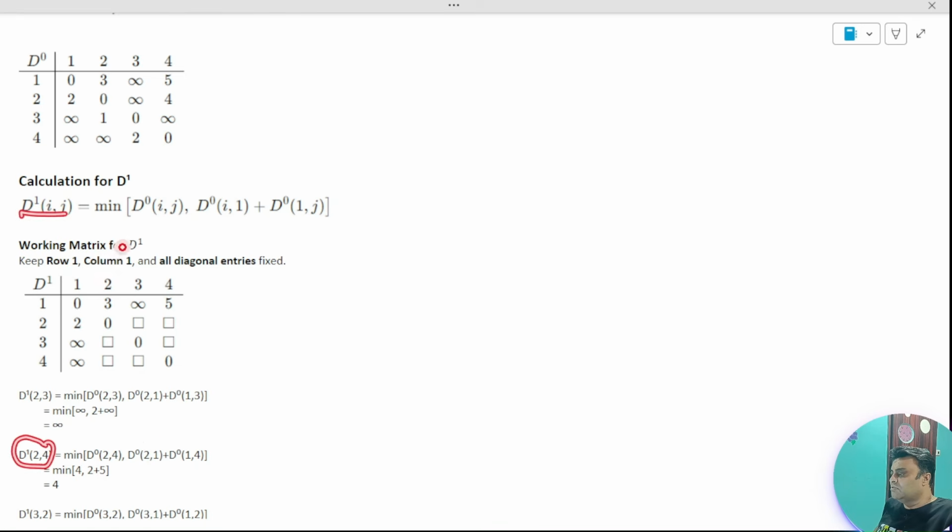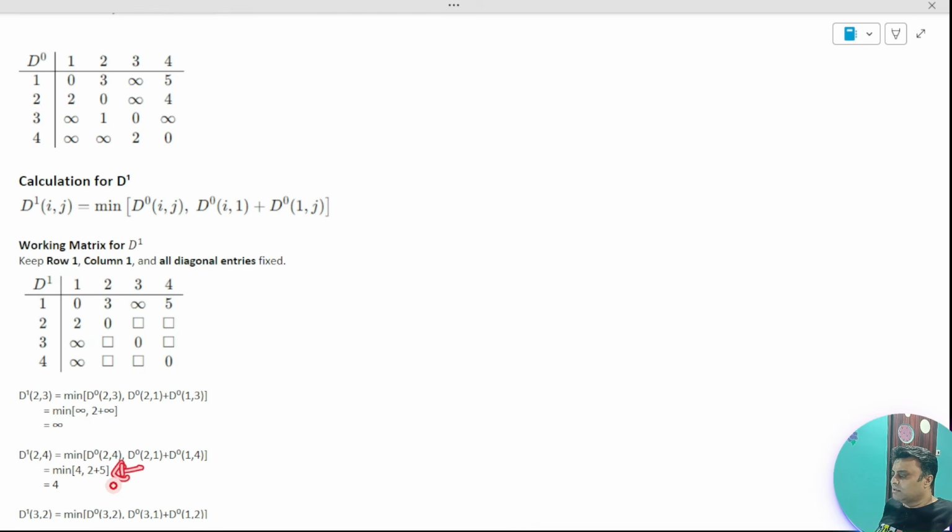D124 is the minimum of D024 and D021 plus D014. So D124 is the minimum of D024. And as I said, everything here is D0. So D124 means D024. Firstly, blindly you put whatever is here, just change D1 to D0. And then just do a 2-1 and a 1-4. Just like this, 2-1 and a 1-4. And that is the formula.